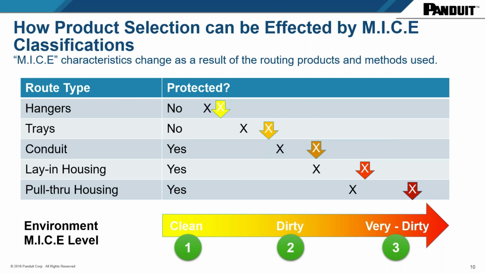So this table, for instance, shows you that if you are in an office space, you could actually use hangers to put your cables, to run your cables, or even trays. So as the severity changes from a clean environment, an office space, to very dirty, you will see that we need to apply some type of norms to running cables through different types of conduit and different types of support systems so our cables are protected.